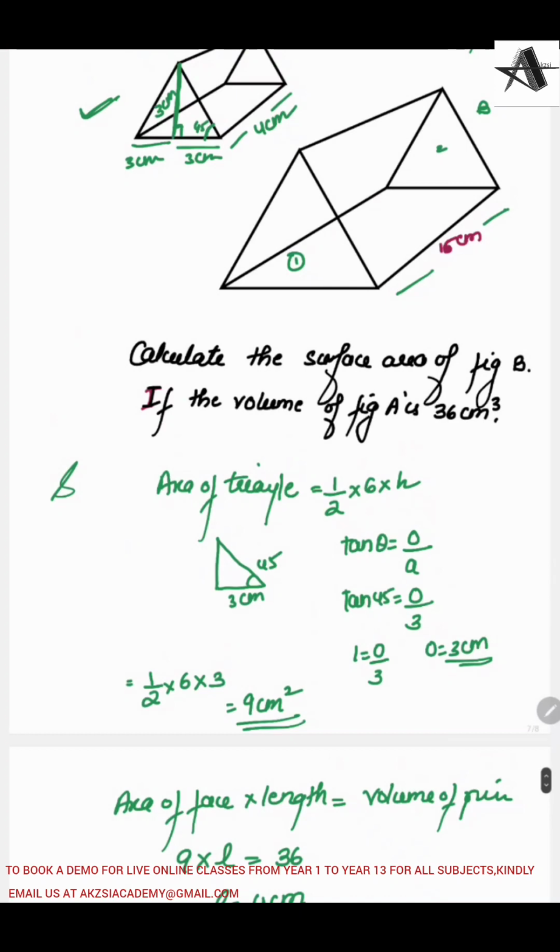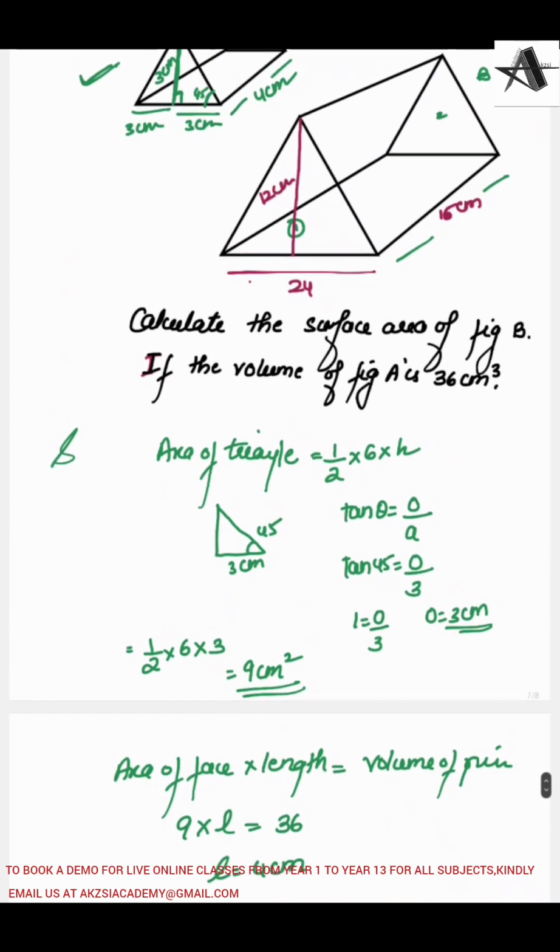They are asking you to calculate the surface area of B. Rather than getting each value of A, it would be very easy to see that if this is 16, then everything is 4 times of it. So if it's 6, this is going to be 24. Height is 3, so this is going to be 12. So everything is just 4 times now. To calculate the surface area of figure B, I need to calculate the area of each face.